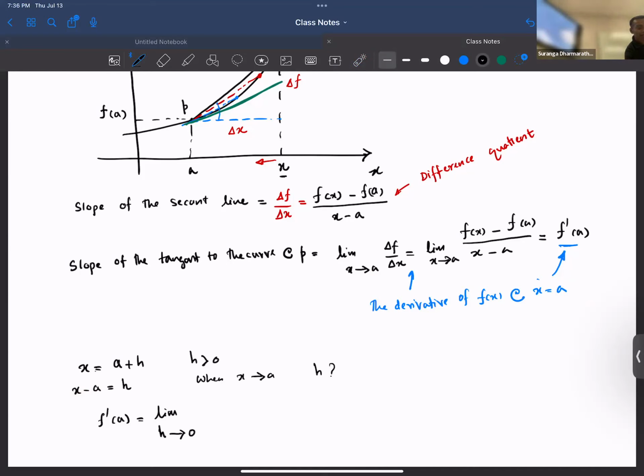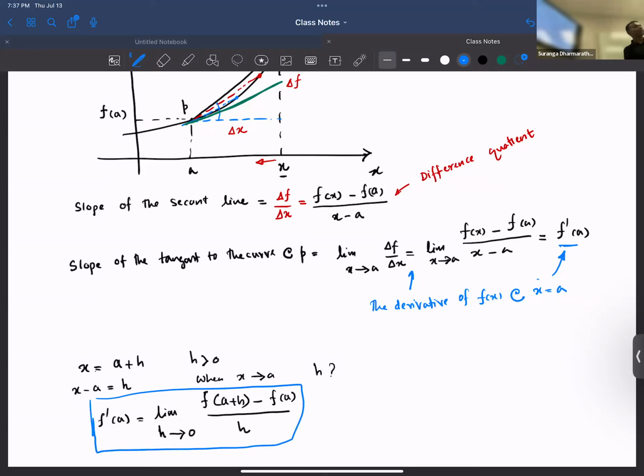And instead of f of x, what would I write? What is x equal to now? a plus h. So I can substitute a plus h minus what? f of a divided by, what is x minus a? h. So that's the definition of the derivative at a.